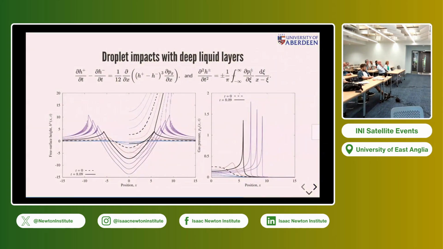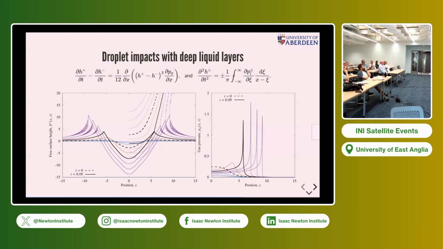So as well as liquids hitting solids, I want to spend a bit of time talking about liquids hitting liquids. So this is droplet impacts with deep water. And this time we have two free surfaces, H plus for the droplet, and H minus, which is the surface of the liquid layer. And you can see the capillary waves disappearing off into the droplet far field here. We can see the capillary wave decaying.